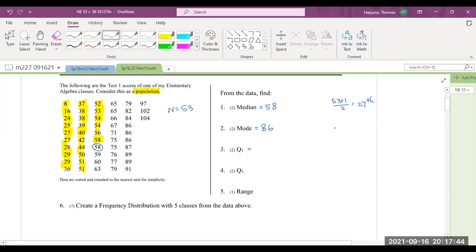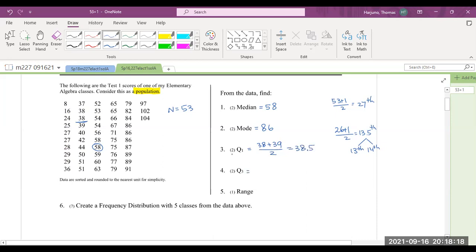26 plus 1 divided by 2 is 13.5, right? So we look for data number 13 and data number 14. Data number 13 is 38, data number 14 is 39. So this is 38 plus 39 over 2, that's 38.5.